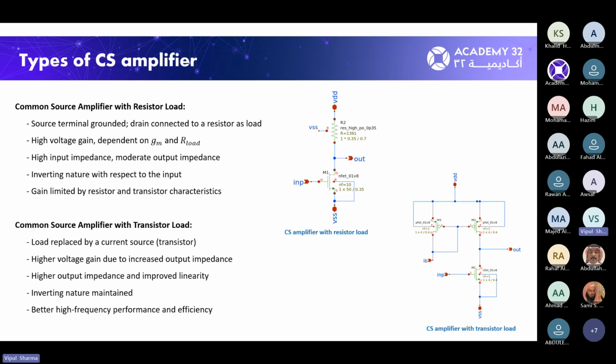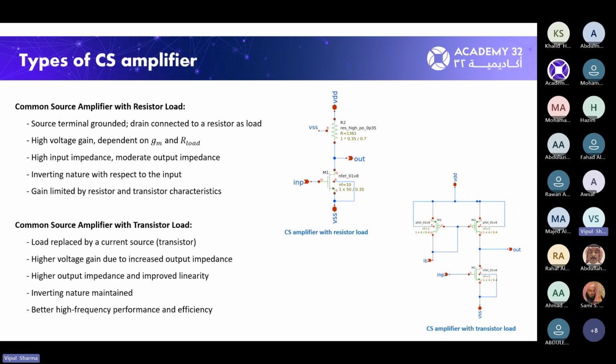So as can be seen in this configuration, the load is replaced by a current source. There is a transistor acting as a current source, and it generally provides a high voltage gain. That is because we can generate very high resistance values from this PMOS transistor by keeping it in saturation region. And also the linearity is improved.